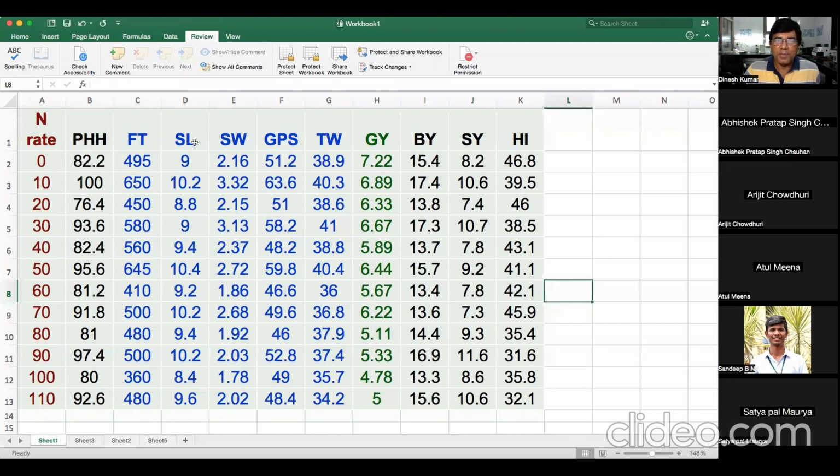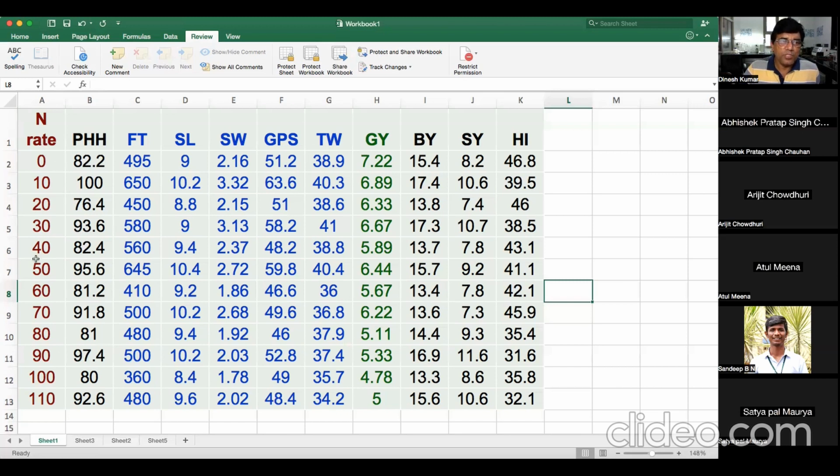The variables are plant height, fertile tiller, spike length, spike weight, grains per spike, test weight, grain yield, biological yield, straw yield, and harvest index. This may be data of a wheat crop. So you have paired data, and you can make any two pairs. The number of pairs is 12, and you are going to calculate the correlation coefficient between each of them.